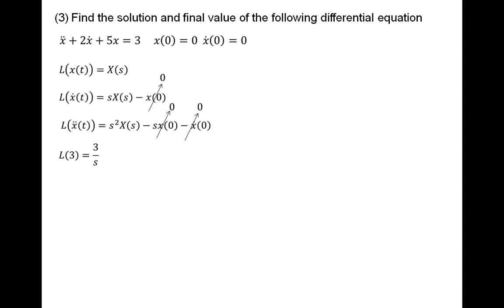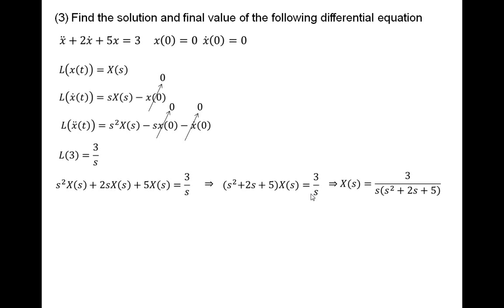So by setting all initial conditions equal to 0, I will have this relation: s squared X of s plus 2s X of s plus 5 X of s is equal to 3 over s. By factoring out X of s from the left hand side, I will have s squared plus 2s plus 5 multiplied by X of s equal to 3 over s. So X of s in the end is equal to 3 over s times (s squared plus 2s plus 5). In order to find the Laplace inverse transform of X of s, I use the partial fraction again.